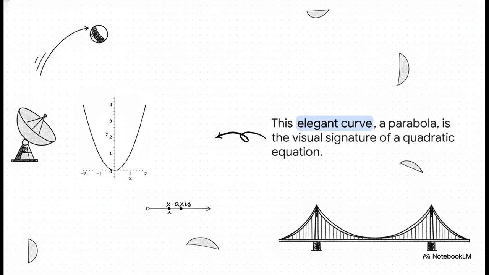You've seen this shape a million times, even if you didn't know what it was called. It's the path of a basketball heading for the hoop, the curve of a satellite dish, the graceful swoop of cables on a bridge. You're looking at a quadratic equation in action. This perfect U-shape is a parabola, and it's the beautiful graph these equations make. And really, our whole mission today is to figure out how to find the exact spots where this curve hits that flat horizontal line, the x-axis.